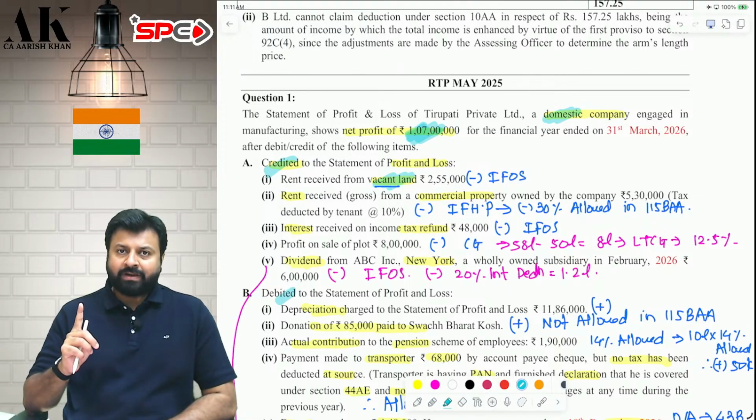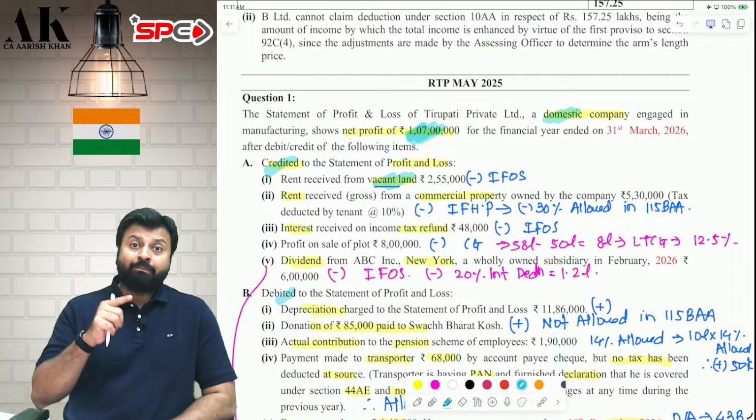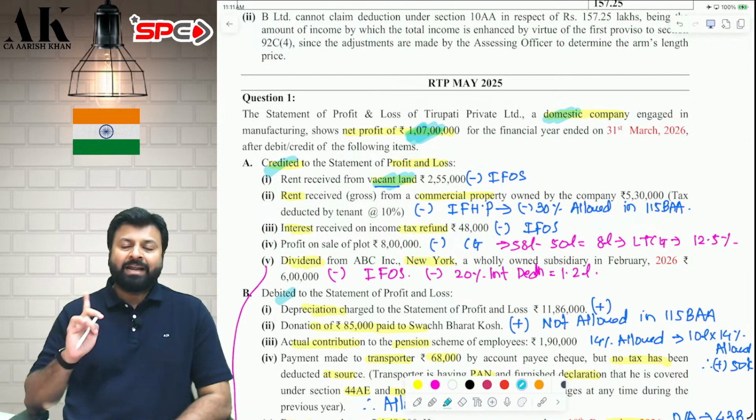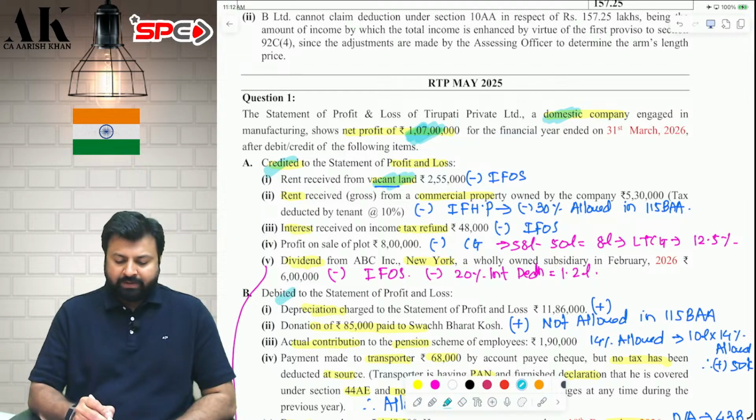If you want to classify an income as an income from house property, there has to be a building or land appurtenant to the building. A vacant land will go under income from other source. Therefore, reduce from here and show under income from other source. I hope it is clear to all of you.